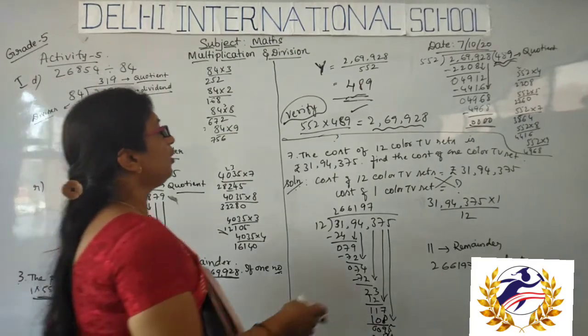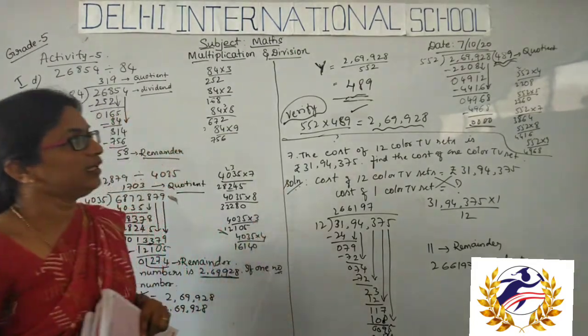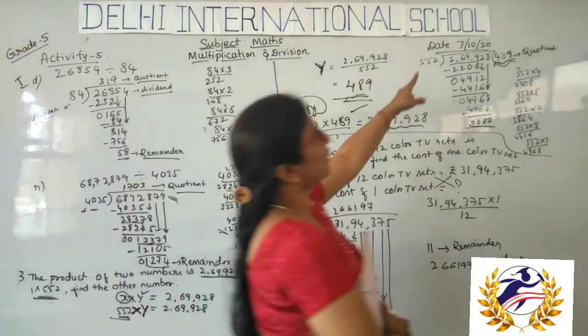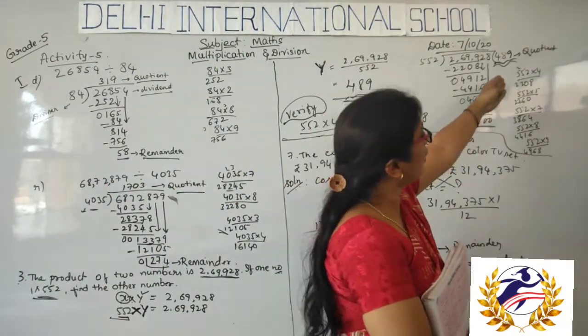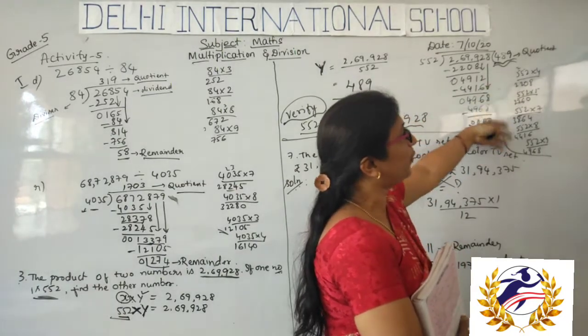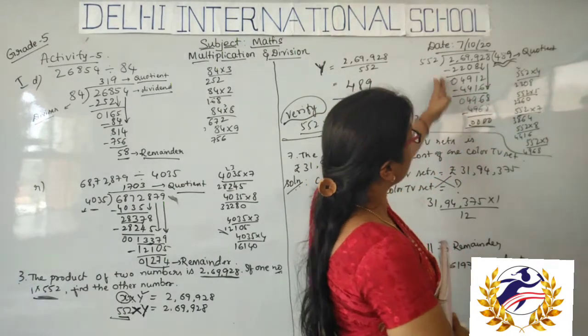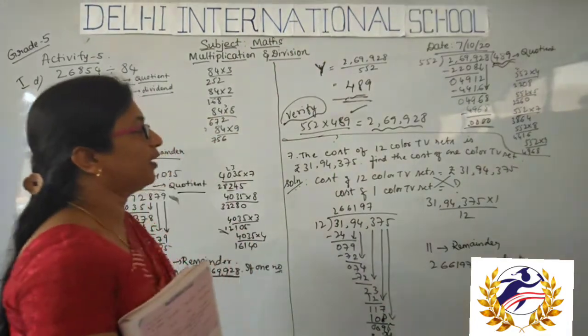Okay, so next problem, we will go to the next problem. For this division method also I wrote the tables of 552, you can write only whichever is needed. Having written that, you can easily divide this number.